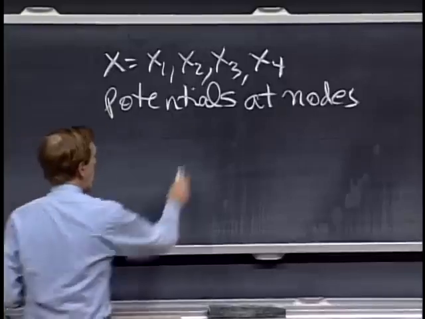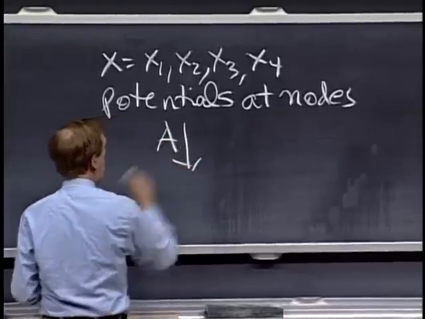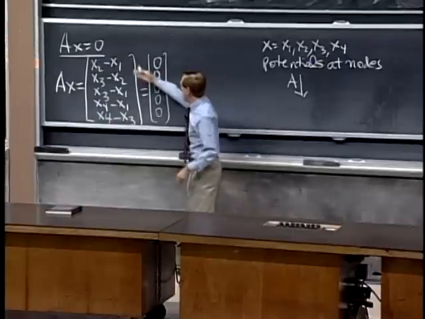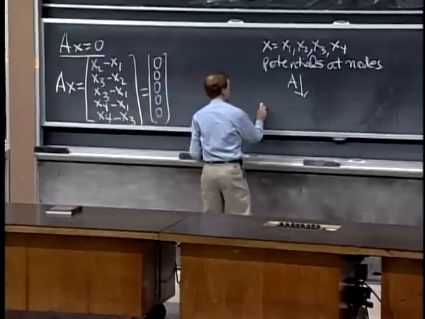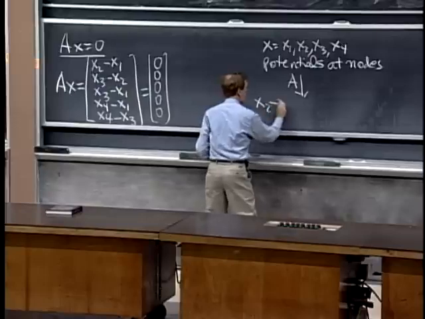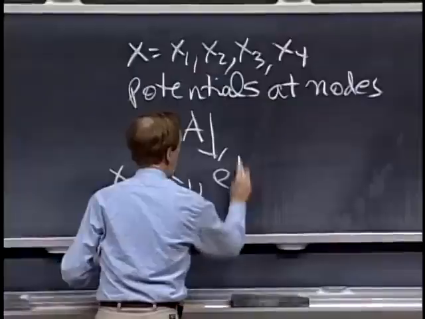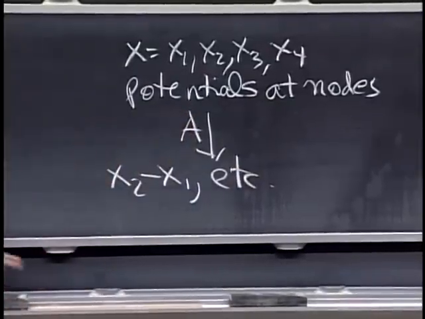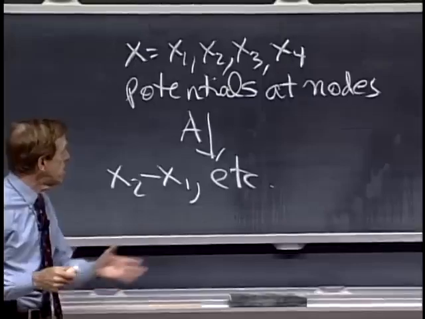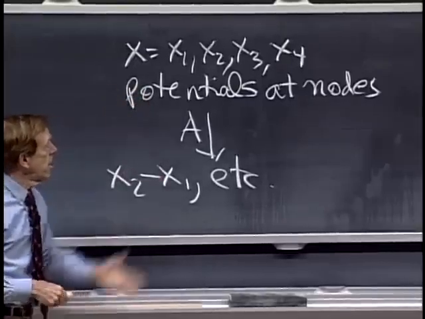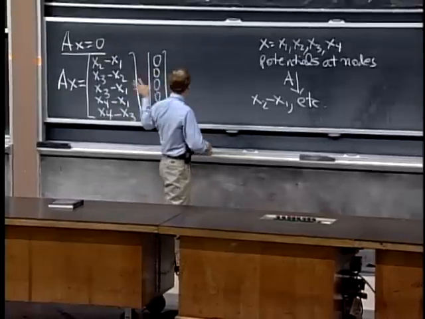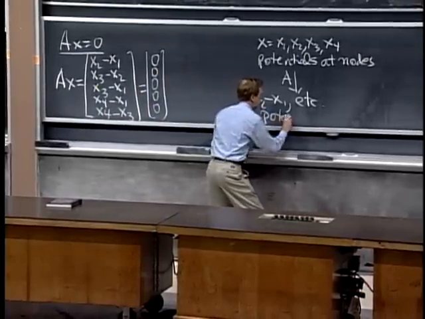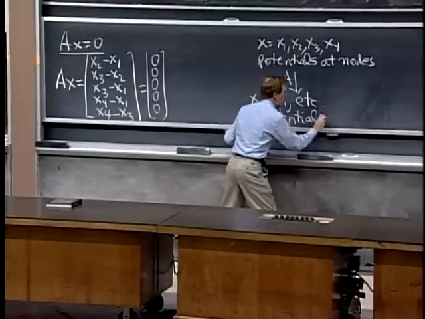And now if I multiply by A, I get these 5 components, x2 minus x1, etc. And what are they? They're potential differences. That's what A computes. If I have potentials at the nodes and I multiply by A, it gives me the potential differences, the differences in potential across the edges.